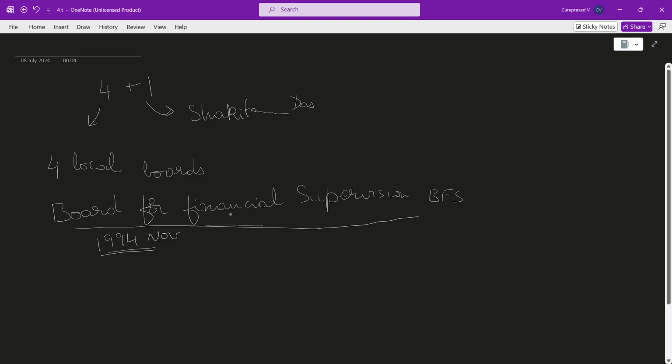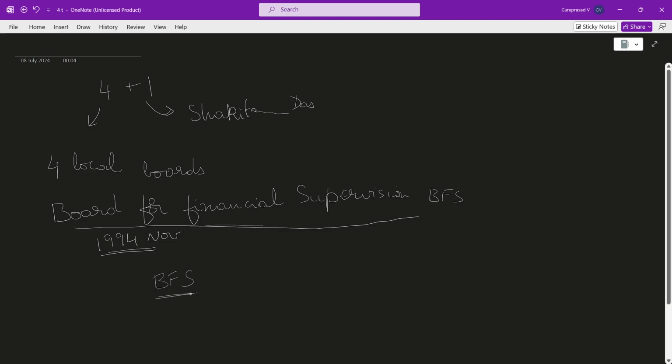Their objective is to regulate the scheduled commercial banks, all India financial institutions, local area banks, small finance banks, credit information companies, non-banking financial companies. BFS is another board which would do the regulation of all the banks.